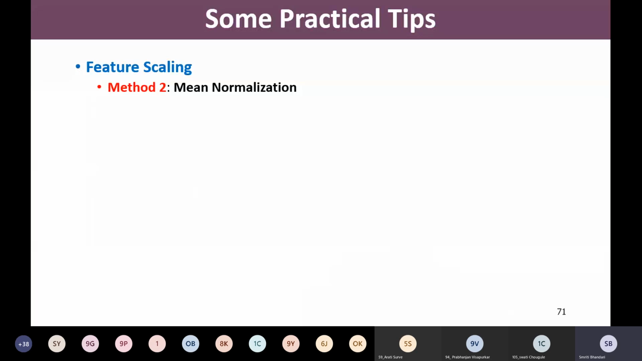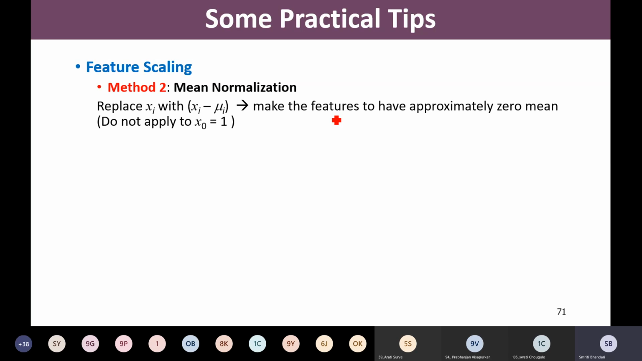Okay? Now, let us go to the next method for feature scaling, and that is called mean normalization. Mean normalization. So what does this method suggest? This method suggests that we replace the original value of the feature xi with the expression xi minus mu i. So what is this mu i? This mu i is the average value of xi in the training set.